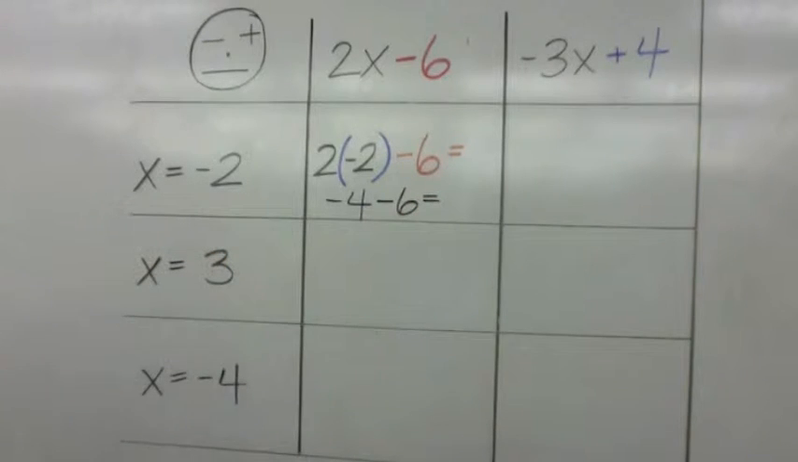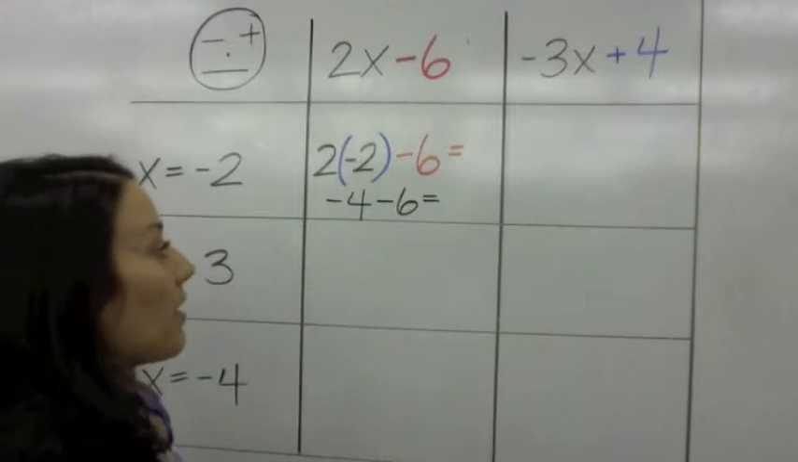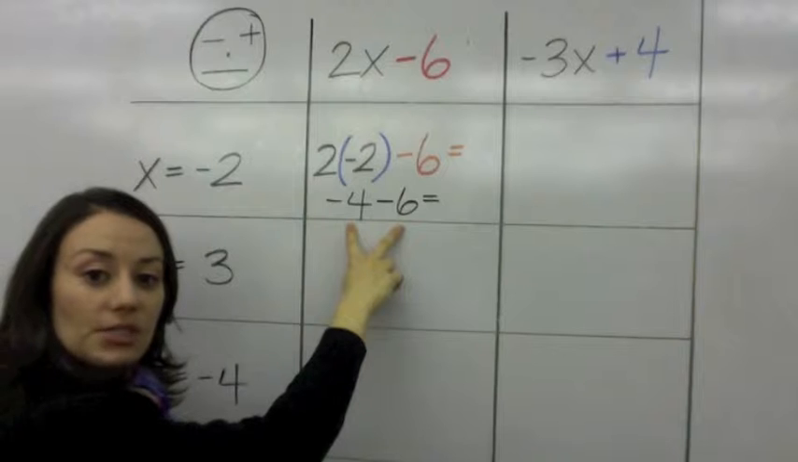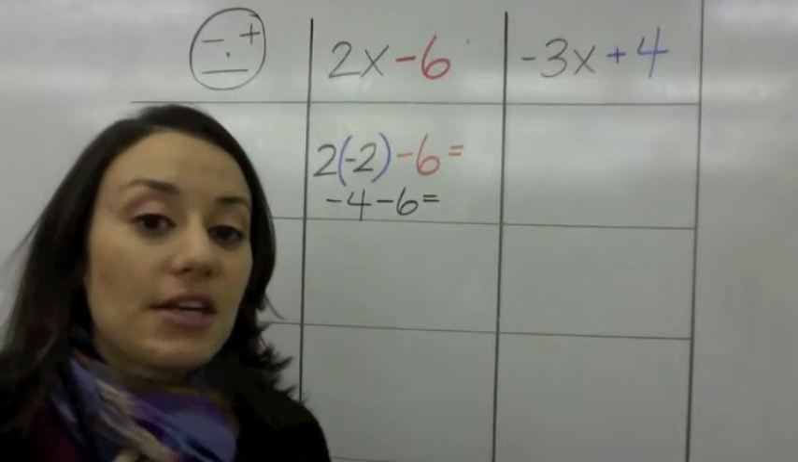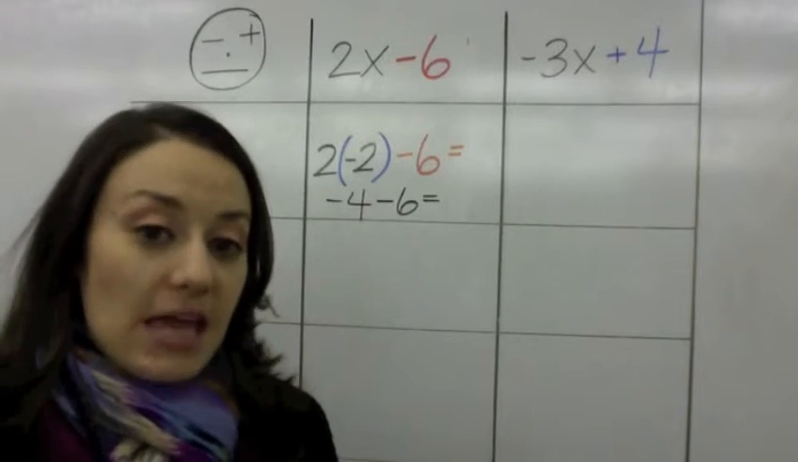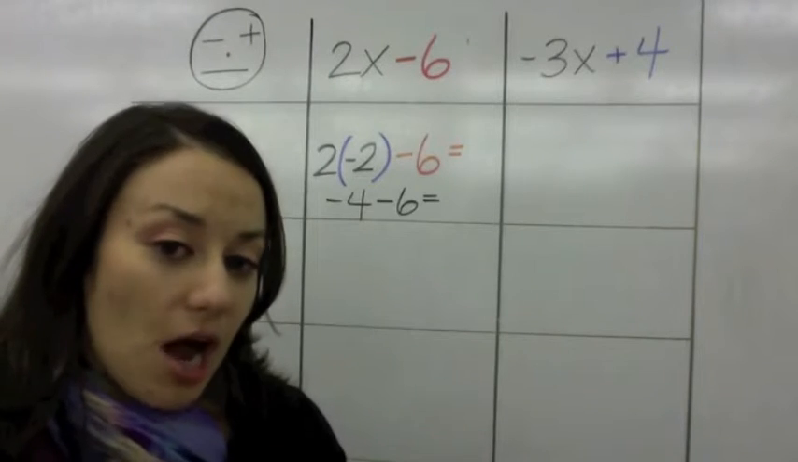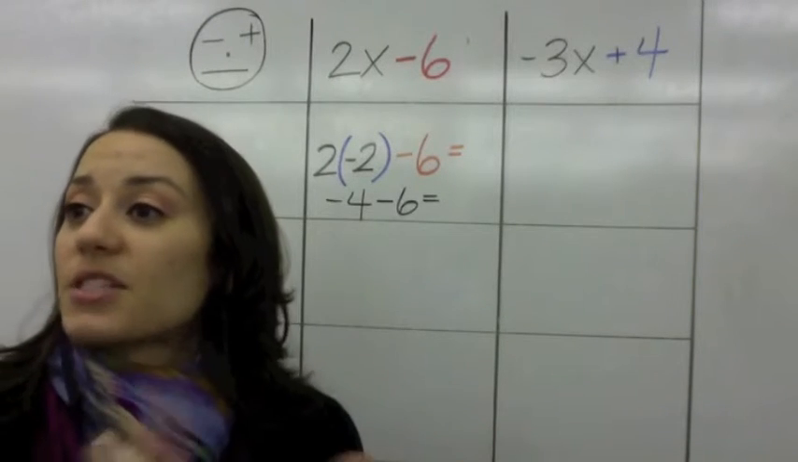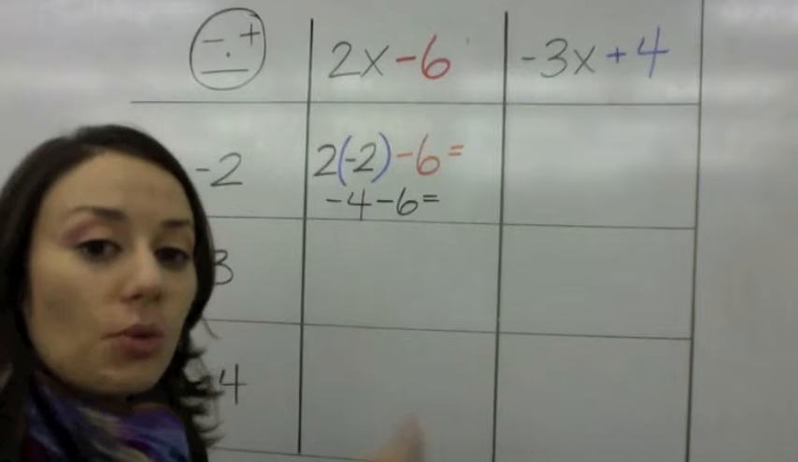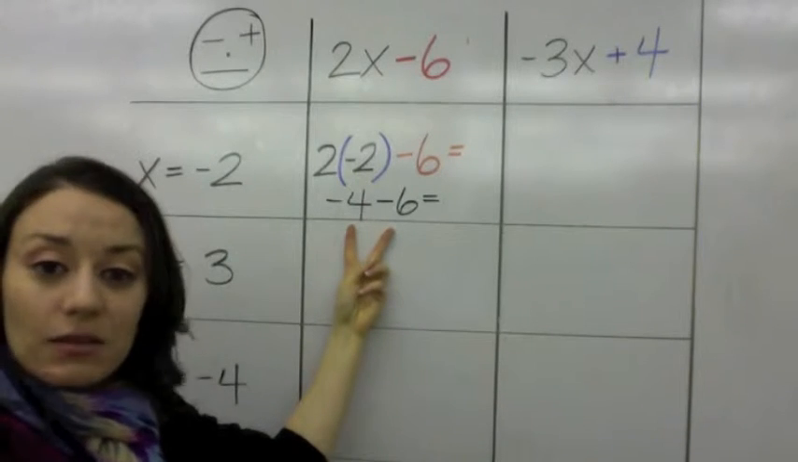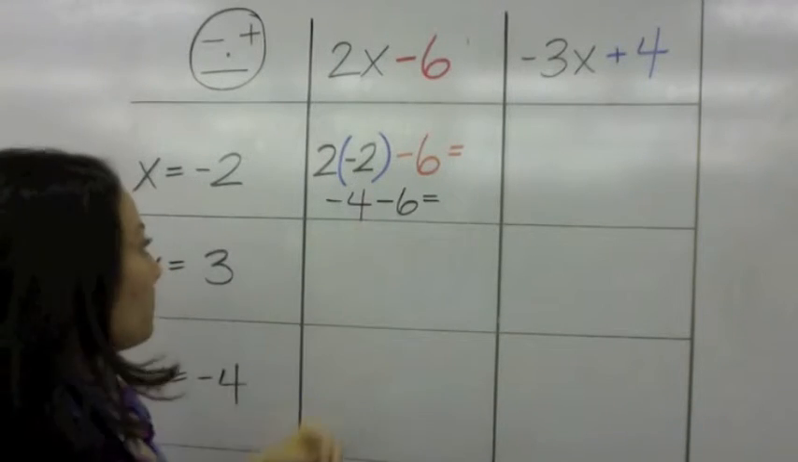Now we have -4 and -6. Do they have the same signs? Yes. So you sing the integer song: same signs, add and keep. Sing it again: same signs, add and keep. So we're going to add 4 plus 6.